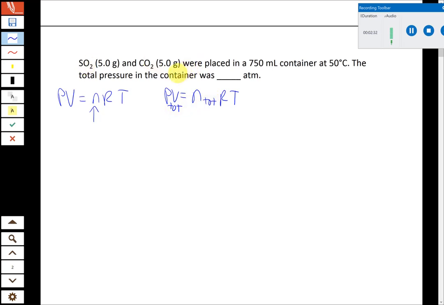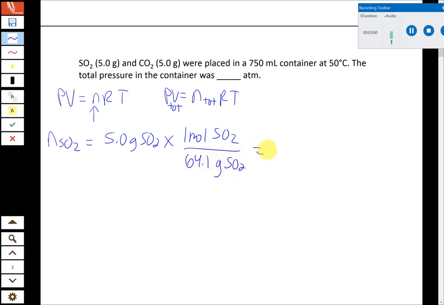We have the masses of the two gases, so we can just find the moles of each and then add them together. To find the moles of SO2, I'll use the abbreviation n in the context of gases as we normally do. We have 5 grams of SO2, and the molar mass of SO2 is about 64.1. What we get for this is 0.0780 moles of SO2.